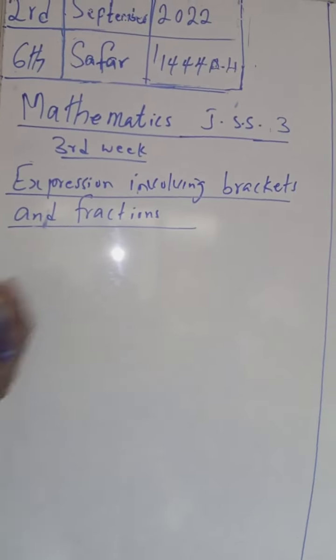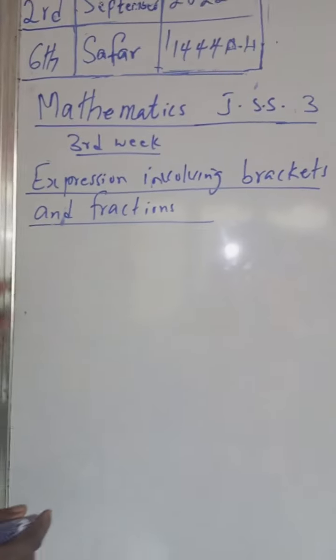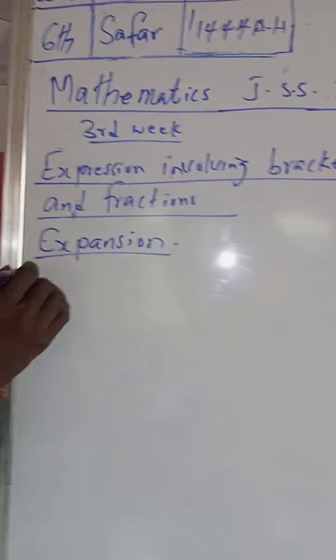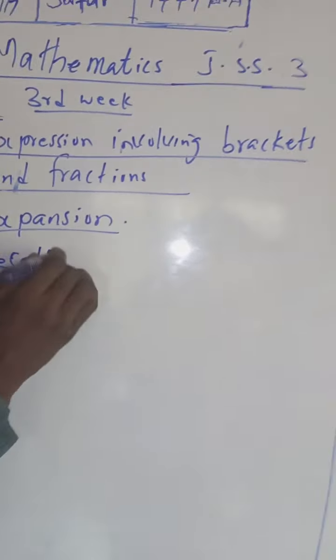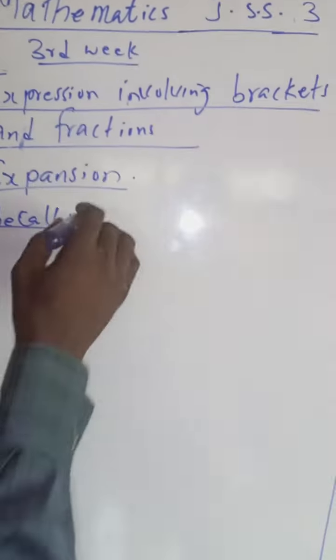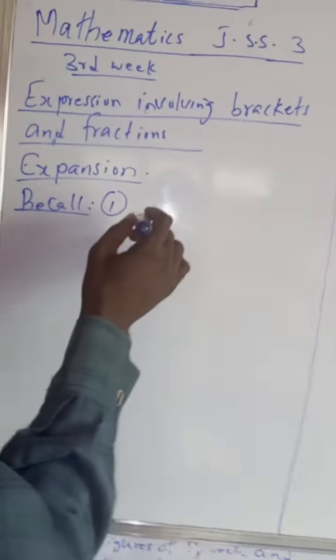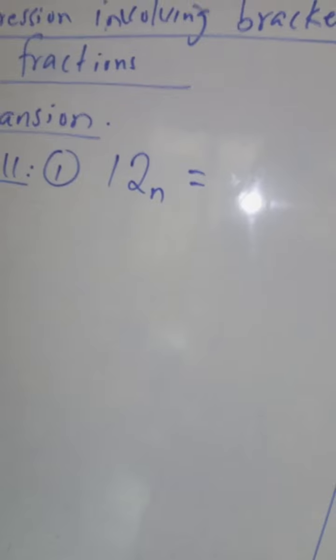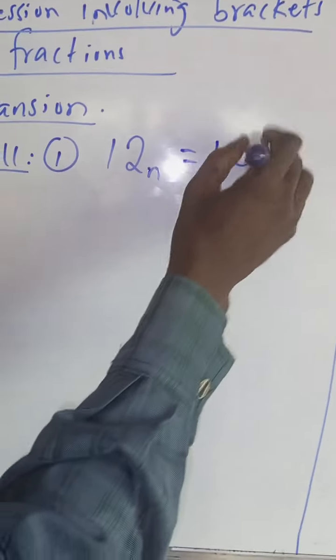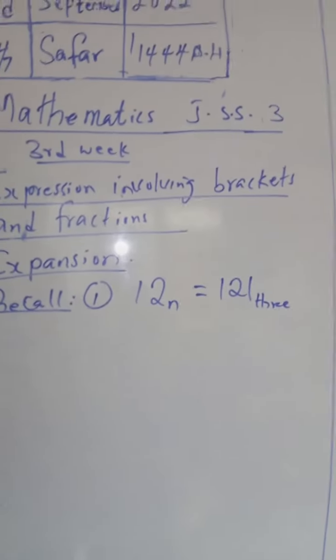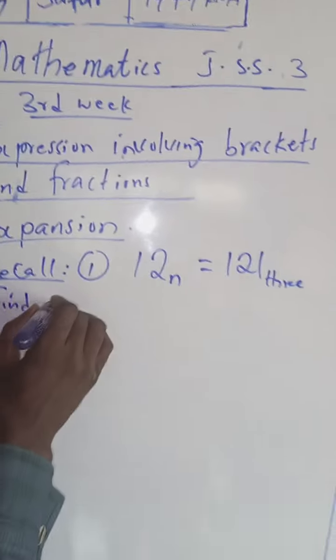So what we know, this form of this thing too is expansion. So we got the first part of it as expansion. But let me recall something. Under that binary, I want to recall a situation whereby JSS3 is given this: 12 base n is equal to 121 base 3. And you are asked, they say find n.